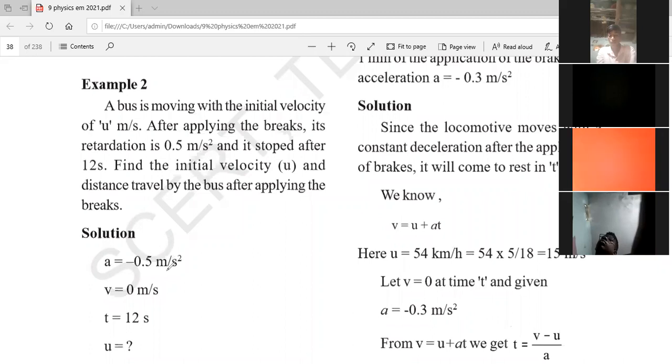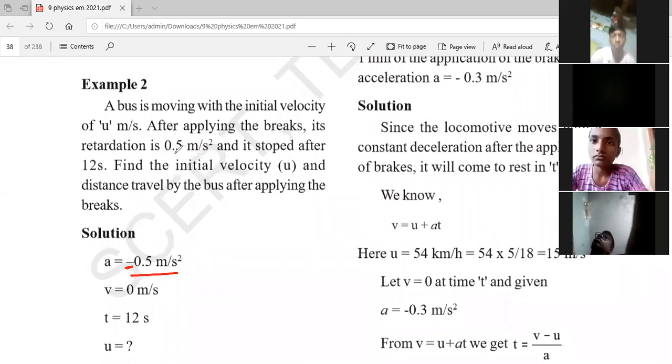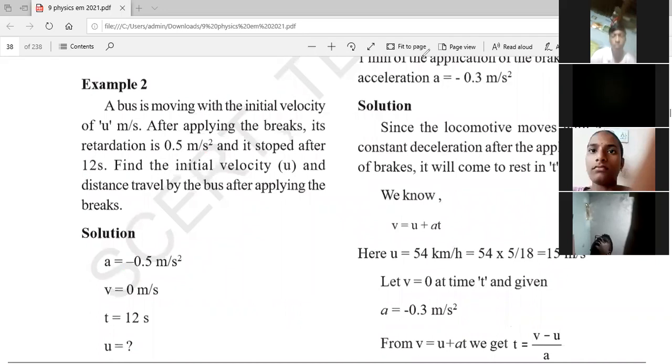So here acceleration is given as 0.5 meter per second square. Why are we taking minus here? Because we applied the brakes to the bus, which means we are decreasing the speed of the bus. That is deceleration or retardation. So we take minus 0.5 meter per second square. And v equals 0 meter per second, the final velocity of the bus, and t equals 12 seconds. u we don't know, the initial velocity. So we need to find first the initial velocity and the distance covered by the bus after applying the brakes.